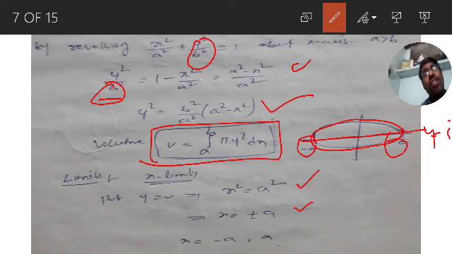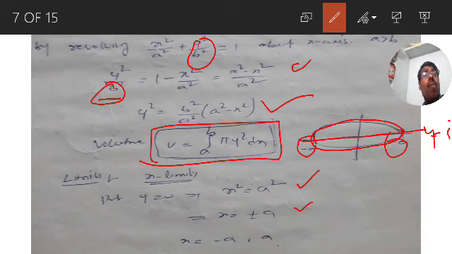So we got everything, because what is the formula we are having? The formula is volume is equal to integration a to b of pi into y square dx. We got y square. What is y square? y square is equal to b square by a square into a square minus x square.